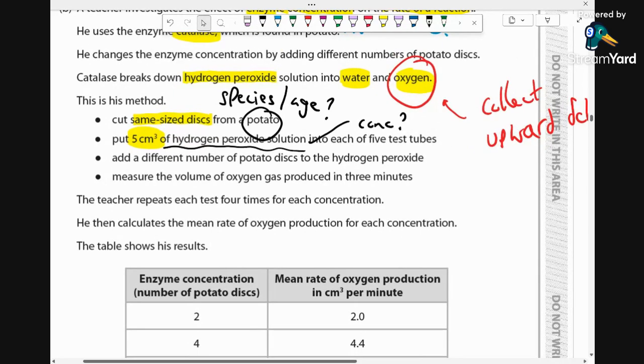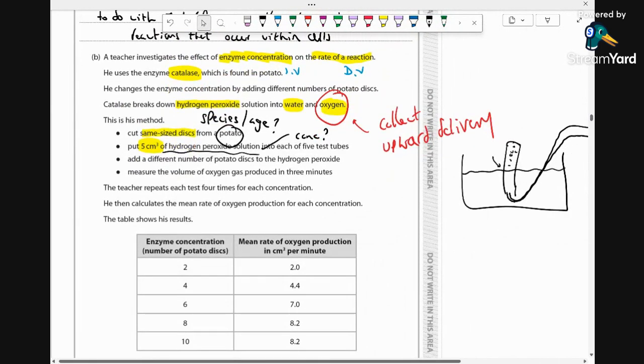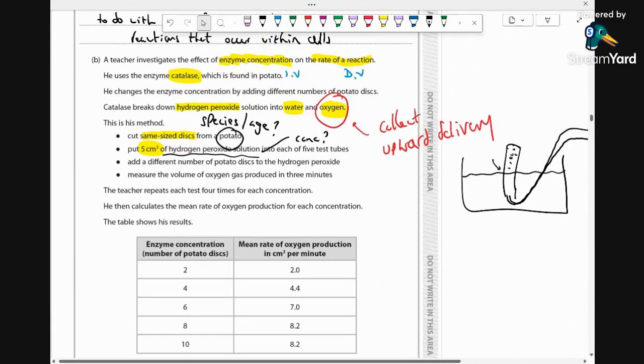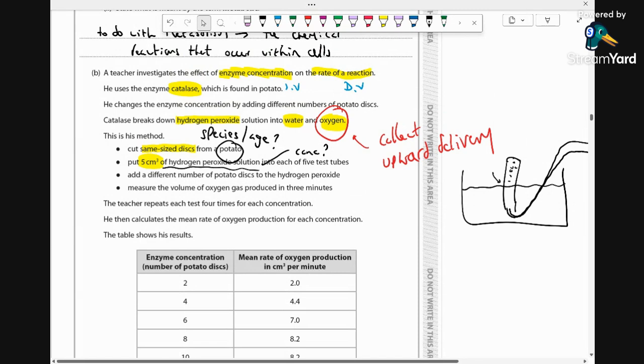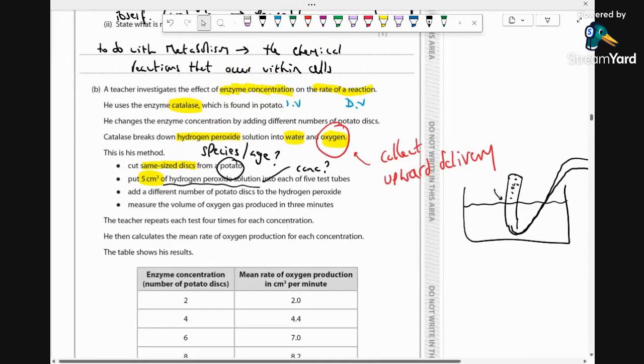So what I'm going to query here is, are we using the same species or age type of potato? And the concentration of the hydrogen peroxide should be the same. No, sorry, correction. I've just read that again. It's the effect of enzyme concentration. So actually that is going to change, isn't it? That's what we're changing, so that's fine.